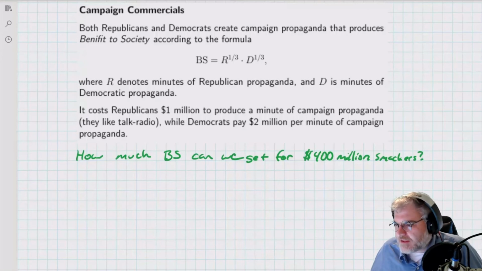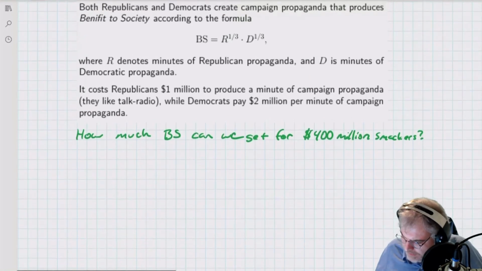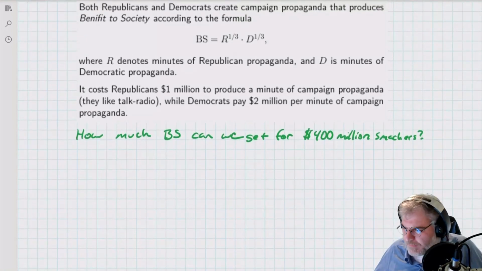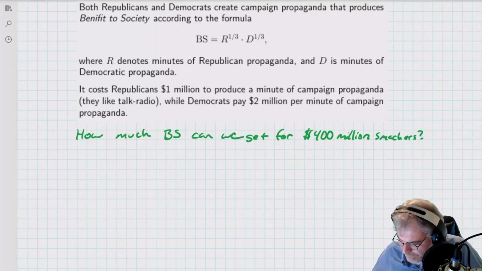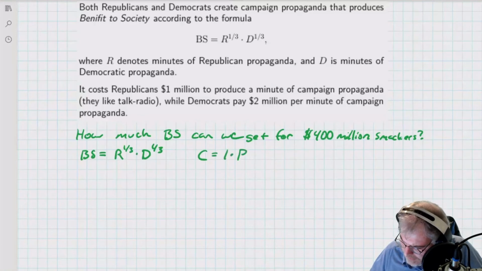Well, this is another one of these max things, right? So what am I going to do? I think 400 may end up being a nasty number that doesn't come out cleanly. But let's look at it, right? I've got BS equals R to the 1/3 times D to the 1/3. And I've got the cost, right? So the cost is 1 million times minutes of Republican commercial, plus 2 million times Democrat commercial.